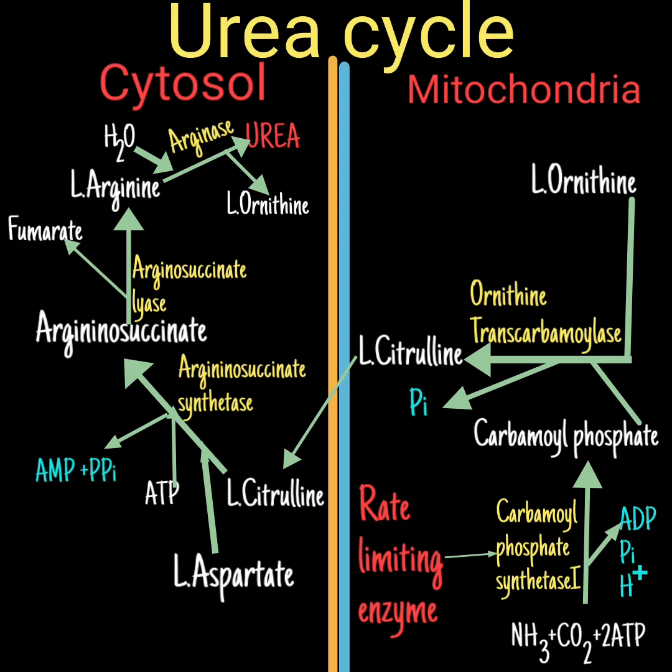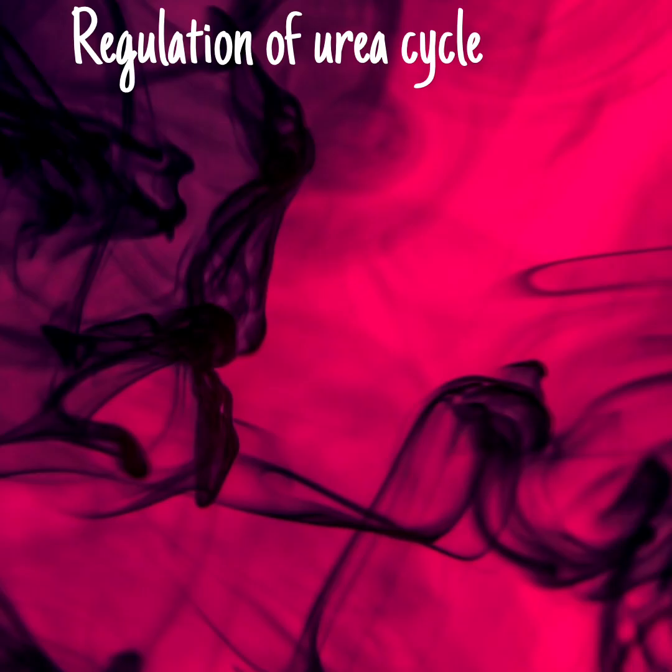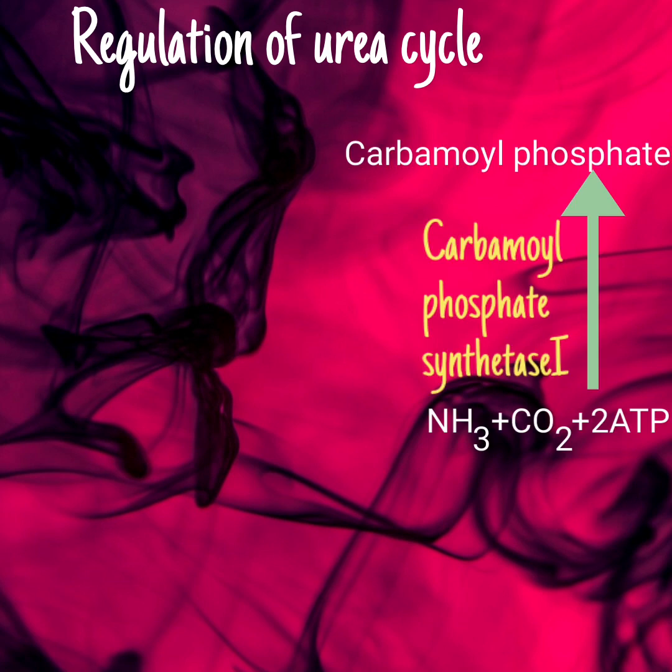Similarly, the formed L-ornithine is transported from the cytosol to the mitochondria with the help of a co-transporter, and then the ornithine again reacts with carbamyl phosphate and the cycle goes on and on. Now let's talk about its regulation. Since carbamyl phosphate synthetase 1 is the rate limiting enzyme, its regulation regulates the whole cycle.